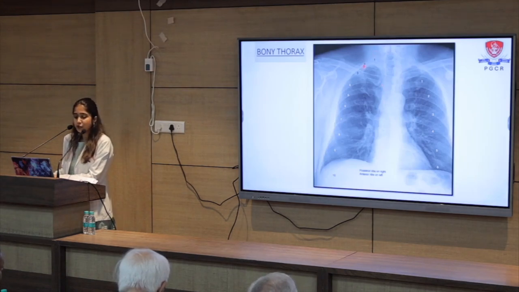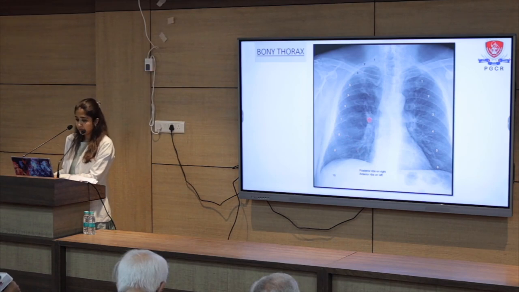Now we have to see the bony thorax very clearly. We have to see all the anterior and the posterior ribs. कैसे पता लगेगा कि anterior side है, rib का posterior side है? How will you know?